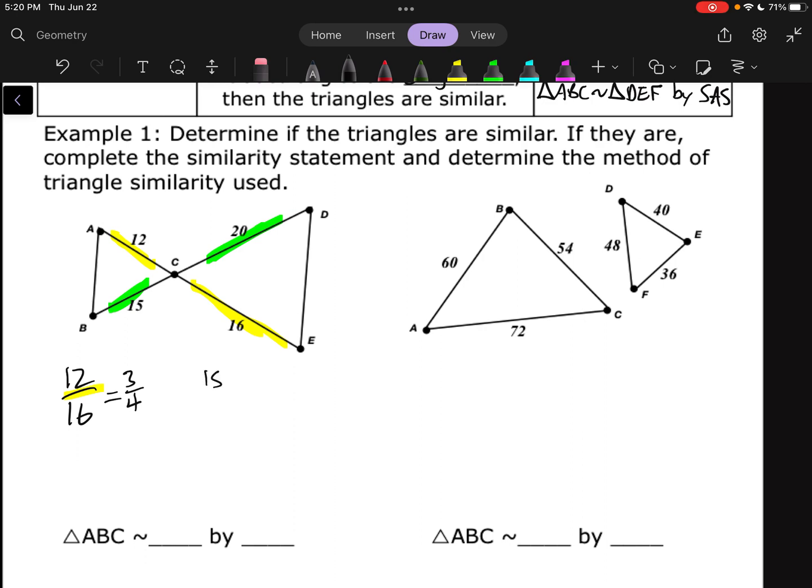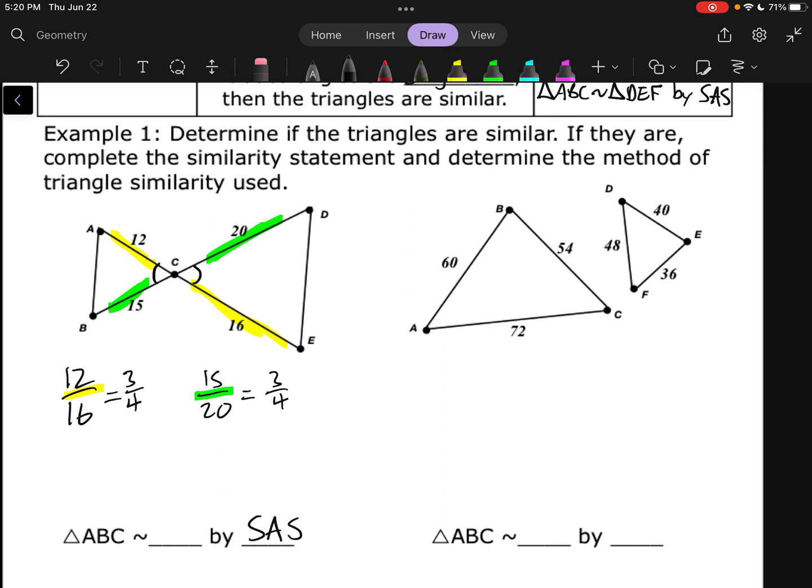Checking my green sides, I would do 15 over 20. That too reduces down to 3 over 4. So I've got 2 sets of proportional sides. I don't have 3 though. So do I have an angle? Yeah, I do, right? These vertical angles have to be congruent. So since I've got the sides being proportional and the included angles being congruent, then yeah, these triangles are going to be similar by side, angle, side.